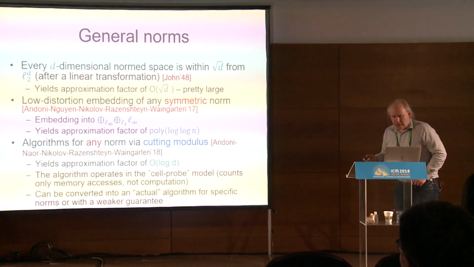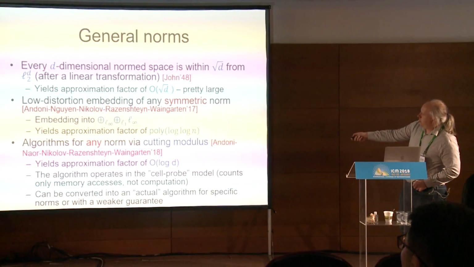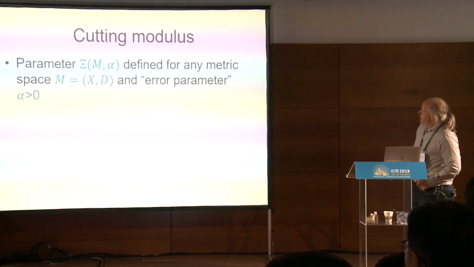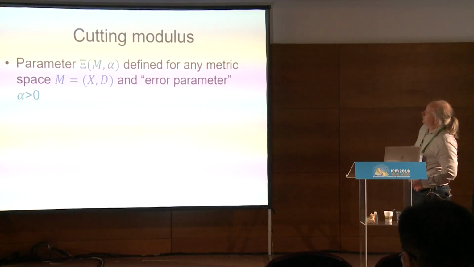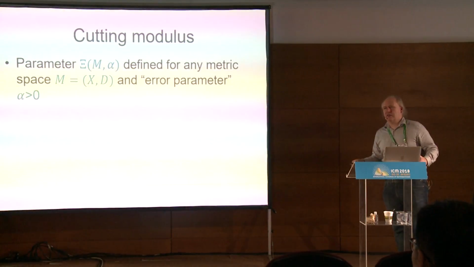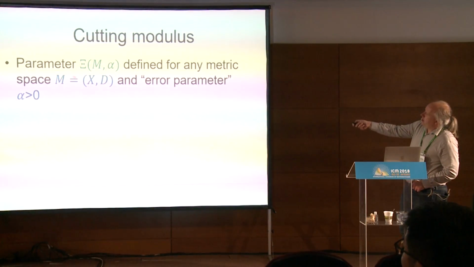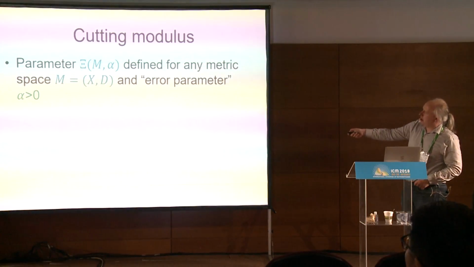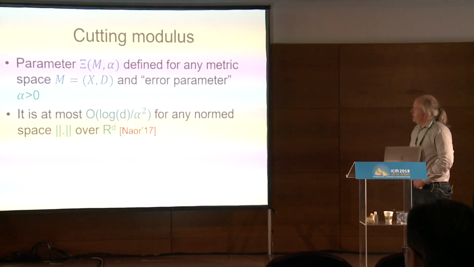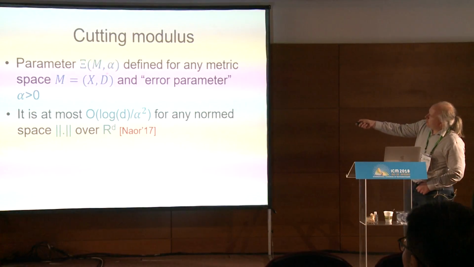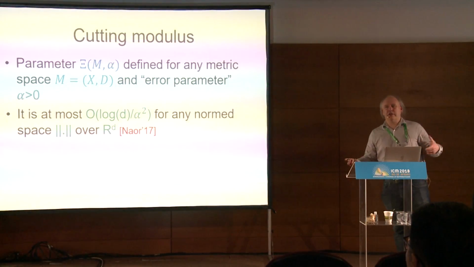All right, so in the remaining few minutes, let me just give a very brief outline of these techniques. The key notion is the notion of cutting modulus. Unfortunately, I don't have time to define it, I apologize for that. Let me just mention that this parameter can be defined for any metric space and an error parameter alpha. And the key result here is that Assaf Naor proved in 2017 that the cutting modulus is at most log of d for any normed space over R^d.